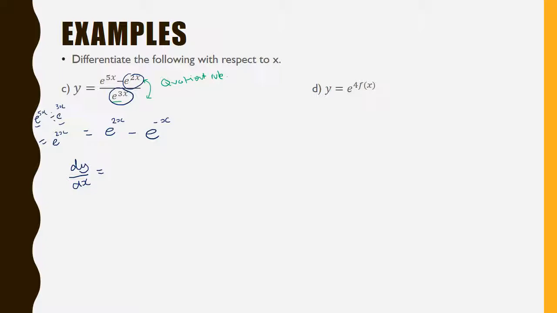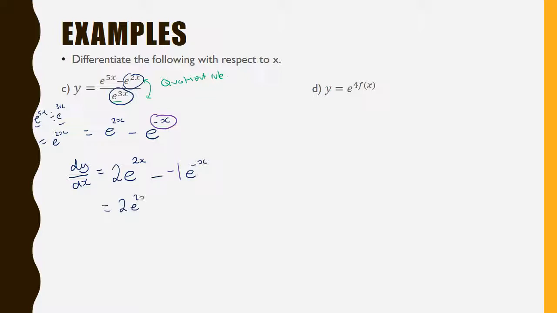Derivative of e to the power of 2x, minus e to the power of negative x. The derivative of the power 2x is 2, multiplied by the original function, which is e to the power of 2x, minus the second part. The power is negative x. The derivative of negative x is negative 1, and then we multiply that by the original function, which is e to the power of negative x.